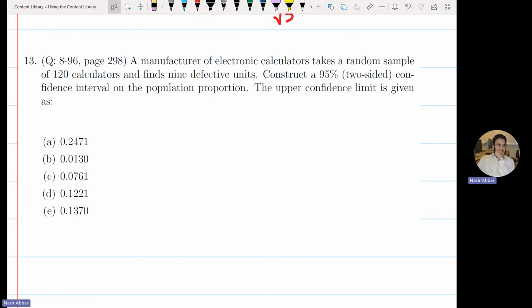Number 30. A manufacturer of electronic calculators takes a random sample of 120 calculators. How many calculators? 120 calculators. He finds 9 to be defective. Out of 120, how many are defective? 9 are defective. Construct a 95% confidence interval for the proportion. Last topic of chapter 8. The upper confidence limit is required.